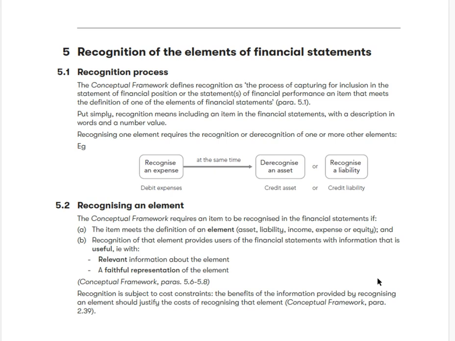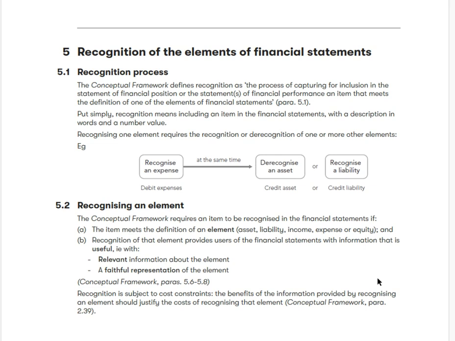Hi viewers, I am going to read recognition of the elements of financial statements. This is another chapter in conceptual framework. What is recognition? Recognition means bringing in the elements to the financial statement. You have to put in.